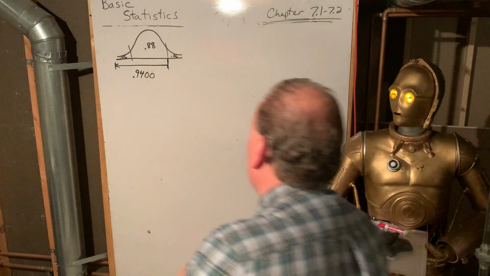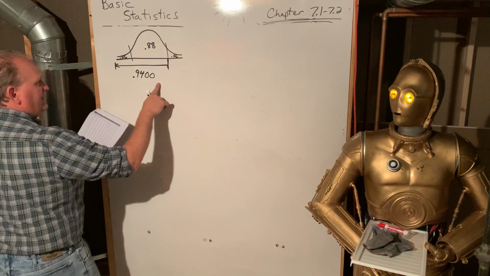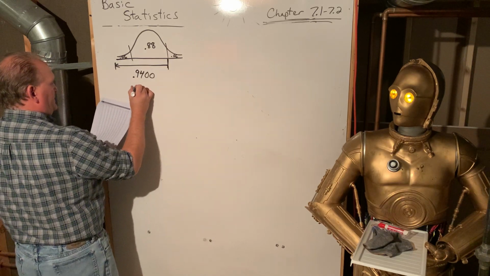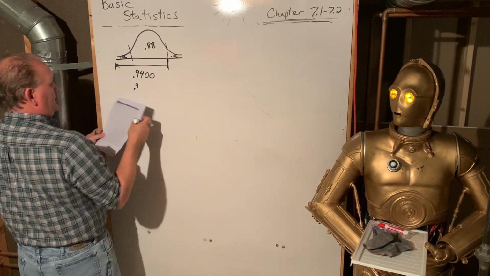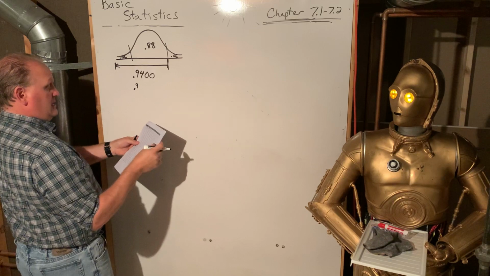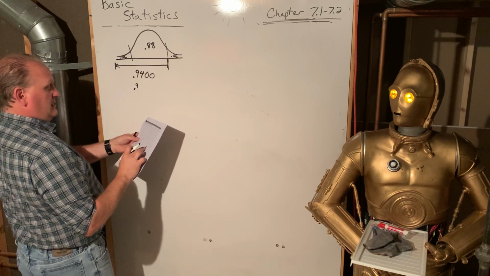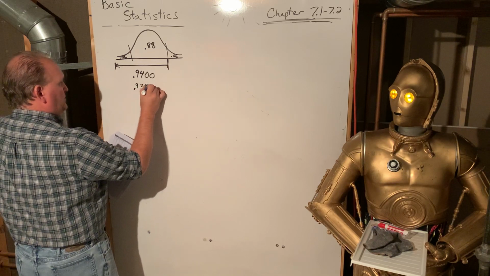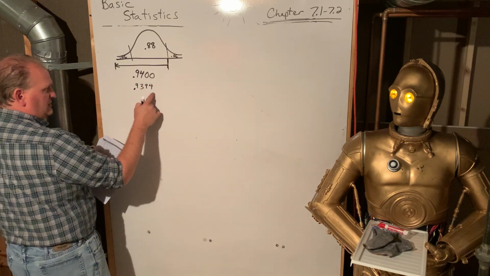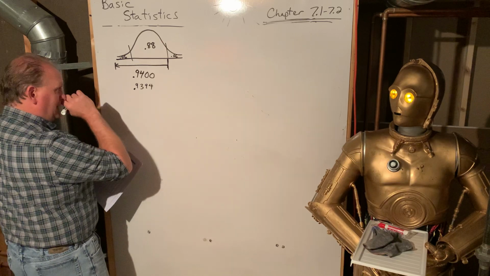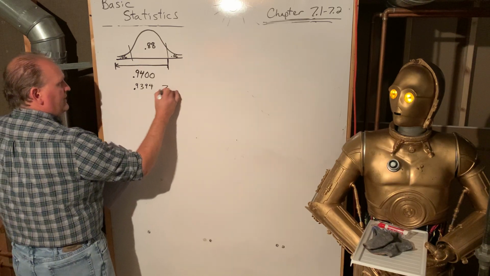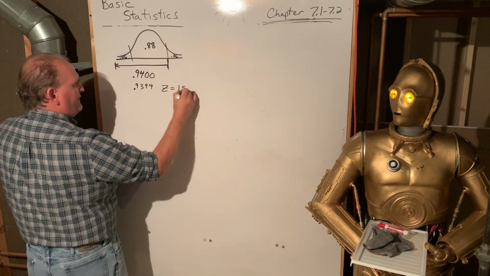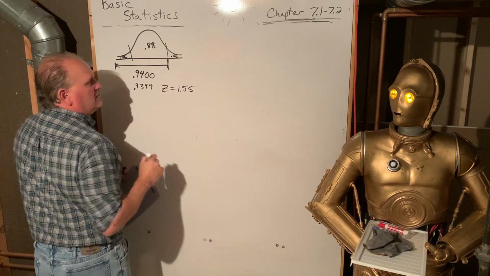So there wasn't exactly 0.9400 for us to look up, but there was 0.9394, which is pretty close, you know, to the ten thousandths place, 6 ten-thousandths away. And so that coincides with z equals 1.55. So that's what I'm going to use for z.